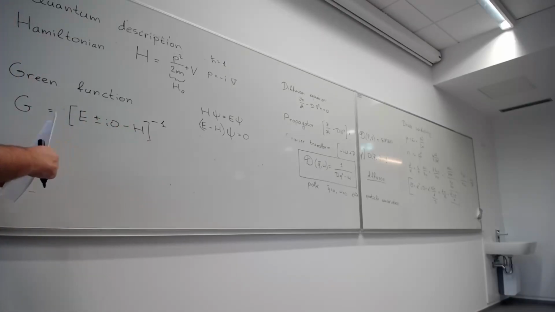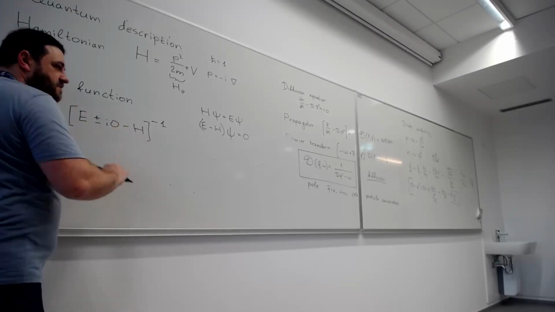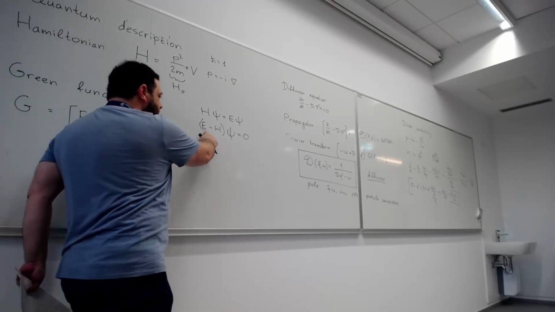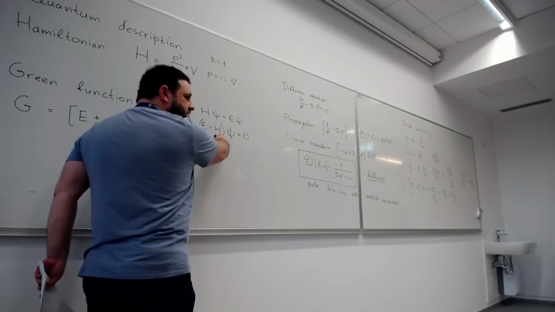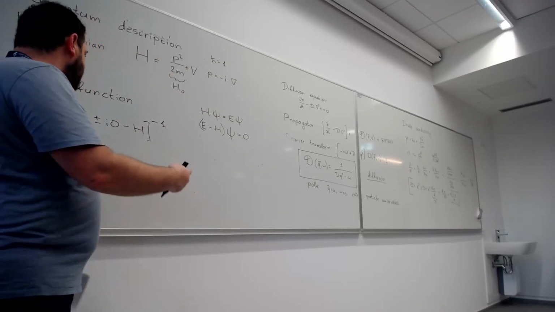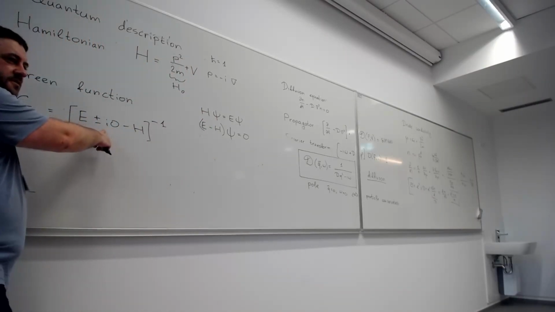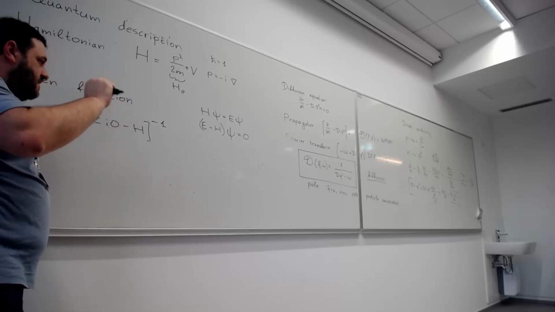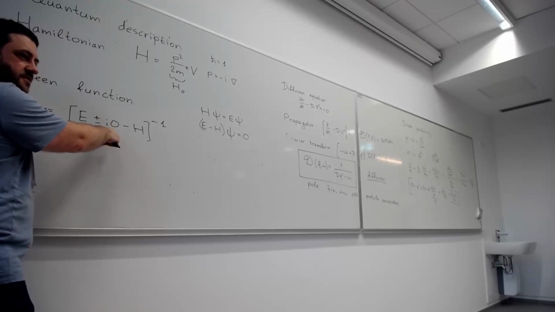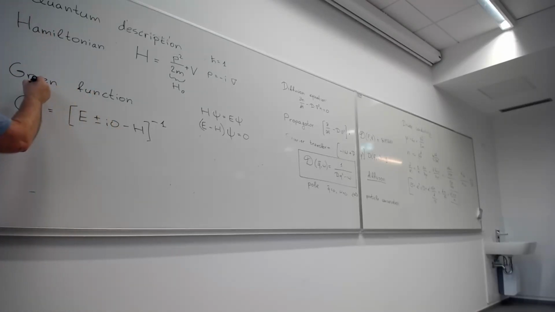Then it turns out that energy minus H is sometimes 0. There are eigenstates of the Hamiltonian, and if energy is one of these eigenenergies, this difference might be 0, and it cannot be inverted. That's why we have to shift this just a tiny bit in the complex plane, either up or down, to add plus i0 or minus i0 here, and this is called the retarded or advanced Green function. Retarded with plus i0, advanced with minus i0.